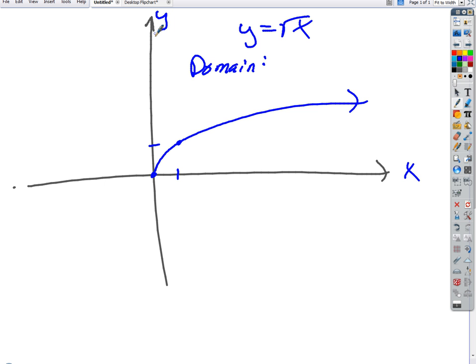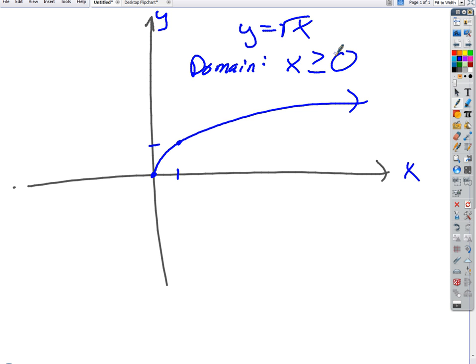So let's take a look at the domain up here now. Do the x values have a starting place on this graph? They start at what x value? 0, and then they just get bigger from there, don't they? So the domain, how would we write that? How do I say all the x values from 0 bigger? Greater than or equal to 0, bingo. So x is greater than or equal to 0.